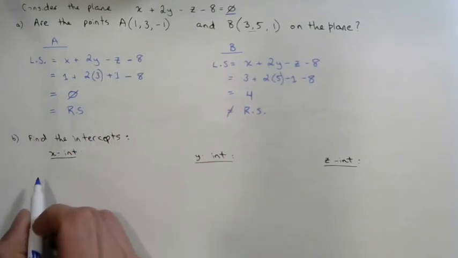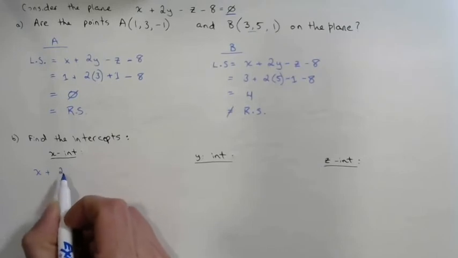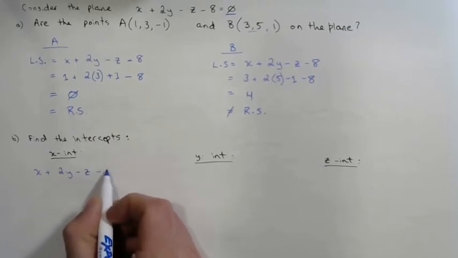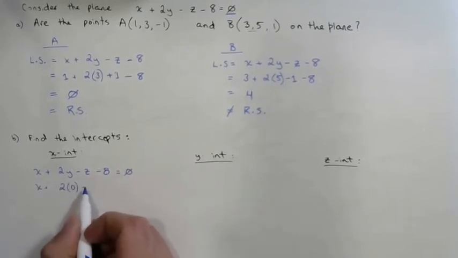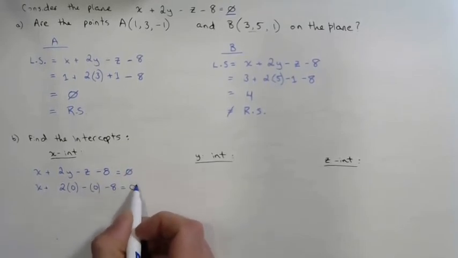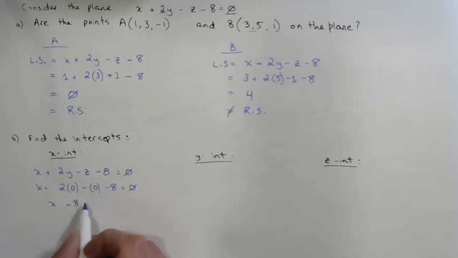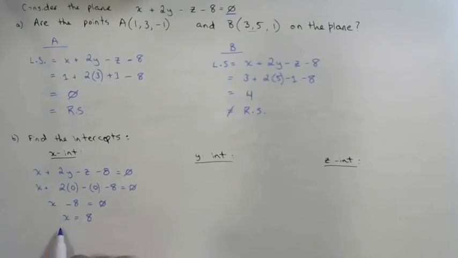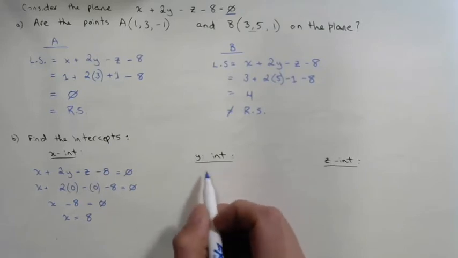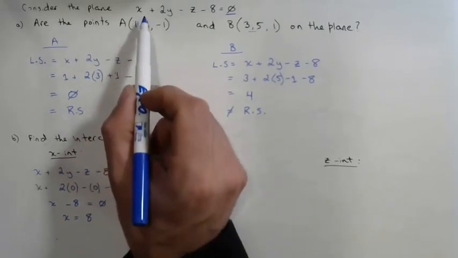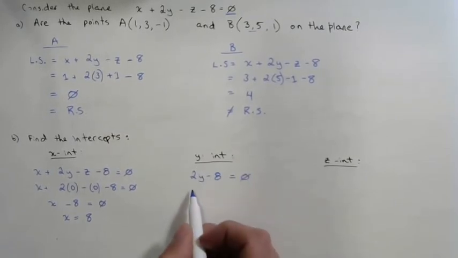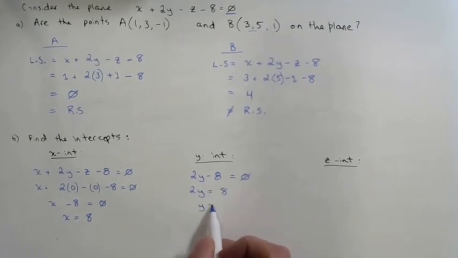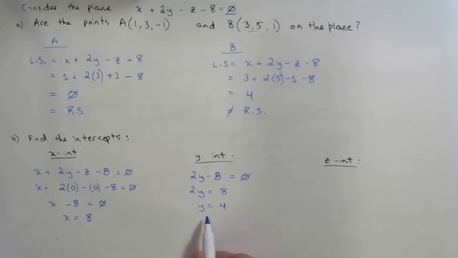Okay? So I'll write it out the first time. I won't write it out every time, but we've got x plus 2y minus z minus 8 equals 0. We're going to set y to 0 and z to 0. We end up with x minus 8 equals 0, x equals 8. So the x-intercept then is positive 8. For the y-intercept, we're going to set x equal to 0 and z equal to 0. That's going to leave us with 2y minus 8 equals 0. 2y equals 8. Divide both sides by 2. The y-intercept then is 4.